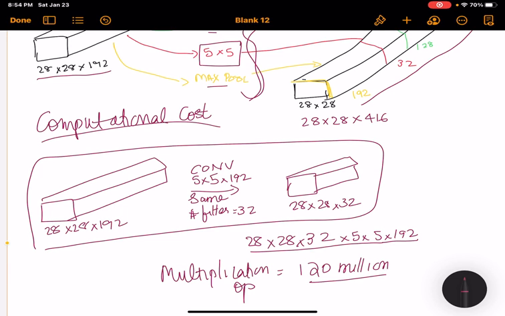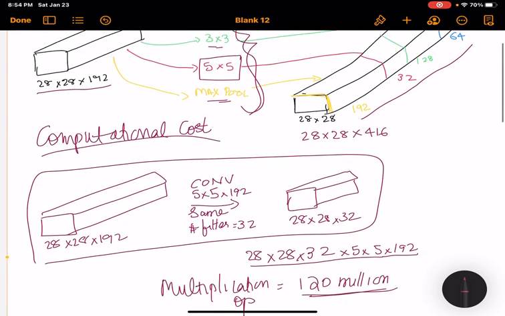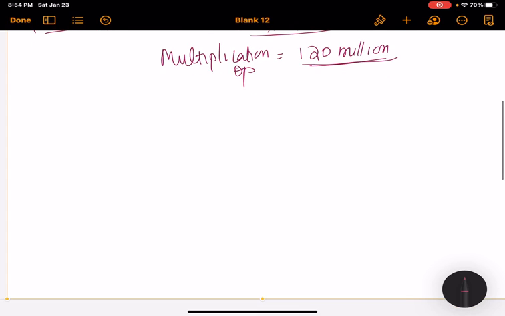Now, even though today's computers are very equipped to have this 120 multiplication operation, it's still a very expensive computation. This is just for the 5 cross 5 convolution operation. It would be almost the same value for 1 cross 1, 3 cross 3, and for max pooling. So we have to think about a way wherein we can decrease this computational expense.